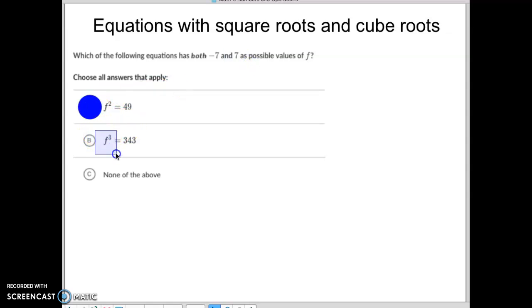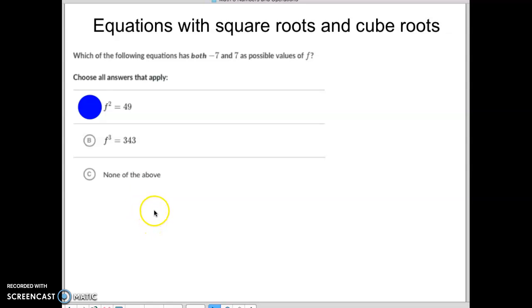Let's see if this one works right here. -7 times itself 3 times. -7 times -7 times -7. Well, let's just deal with the negatives first. A negative times a negative is a positive, but times a third negative would be a negative. So -7 to the third power would be -343. So it does not work for this one. So the only one that works is the first answer, letter A.